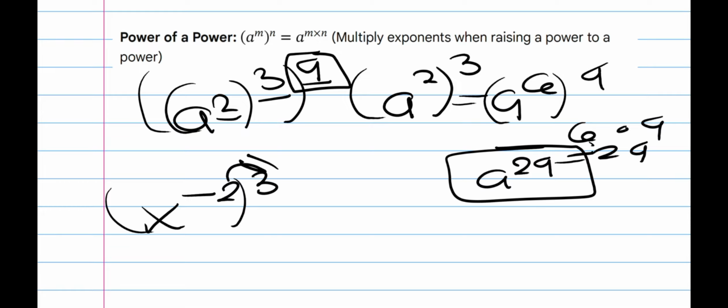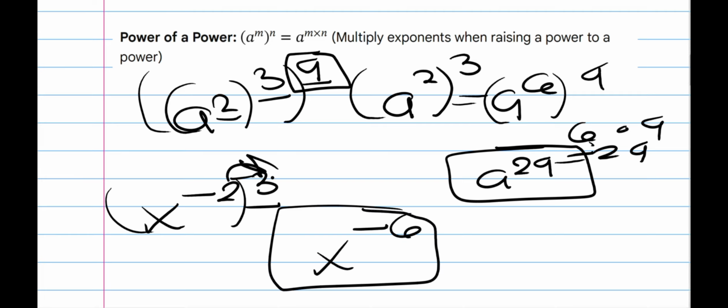And here we're given negative 2, x to the power of negative 2 and an exponent of 3. So that would give us x to the power of negative 6 automatically. That's how you get the answer in the power rule, because you multiply negative 2 and 3 and it would give us negative 6. That's how simple it is.